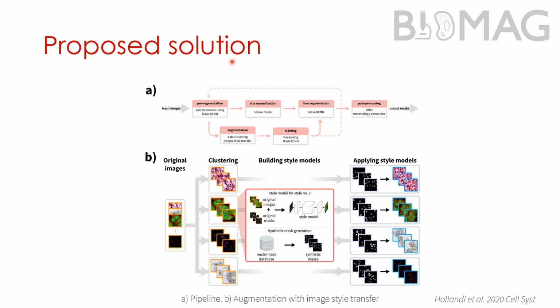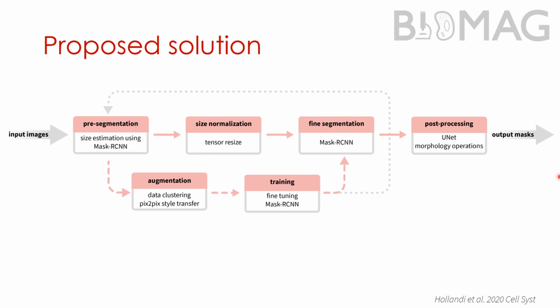Let's see how this pipeline works. Panel A shows the entire pipeline, and B the style transfer part. Let's begin with the pipeline. The input images are the heterogeneous microscopy images from various experiments. First, we do a pre-segmentation step using Mask R-CNN, which is an instance segmentation network. And we use these masks for size information retrieval in subsequent steps, such as for augmentation.